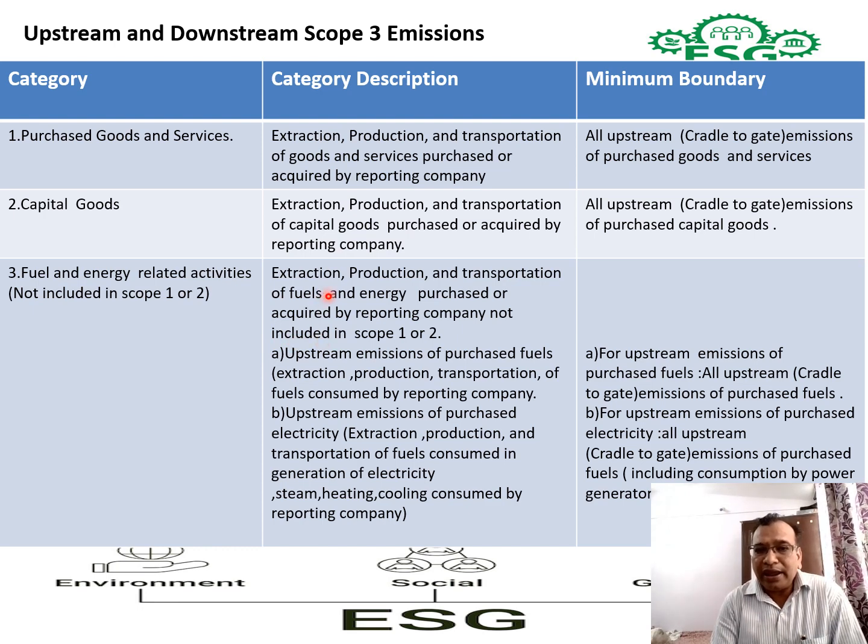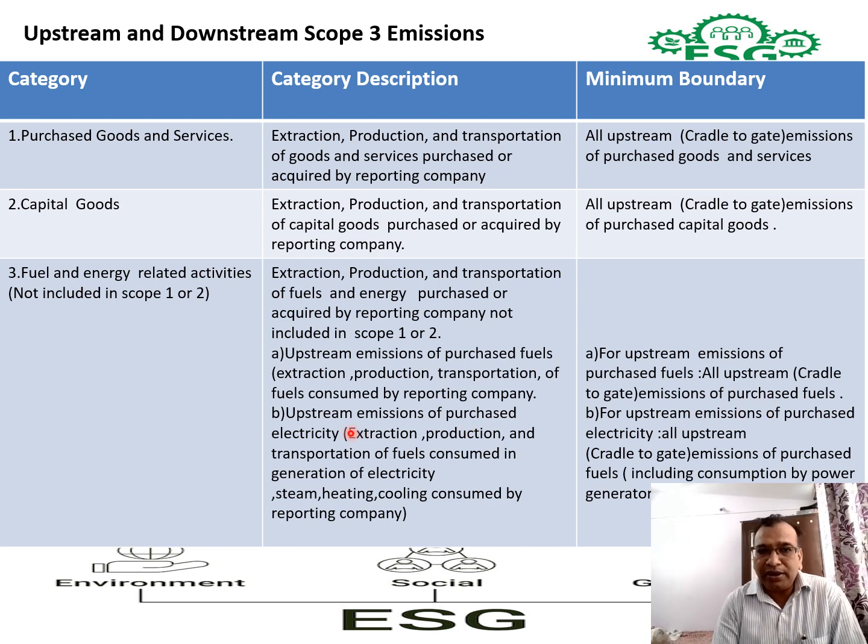In category 3, fuel- and energy-related activities: extraction, production and transportation of fuels and energy purchased or acquired by the reporting company and not included in scope 1 and 2. A: upstream emissions of purchased fuels, that is extraction, production and transportation of fuels consumed by the reporting company. The minimum boundary is all upstream, that is cradle to gate, emissions of purchased fuels.